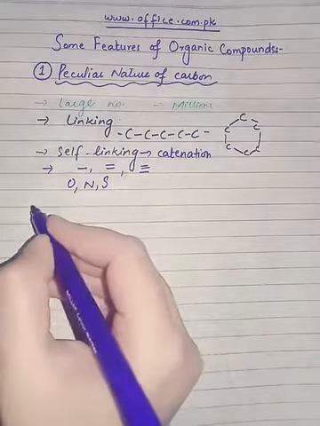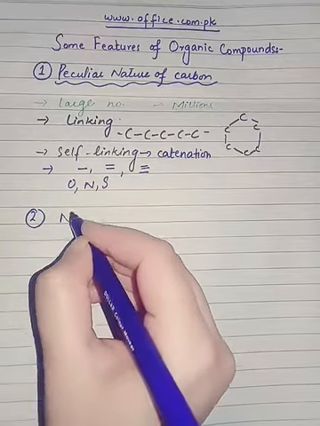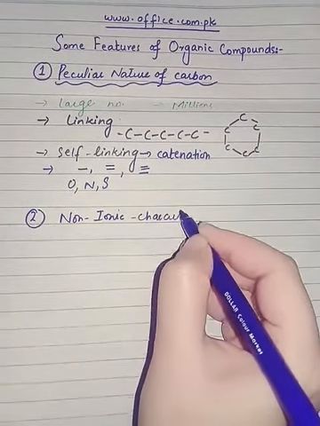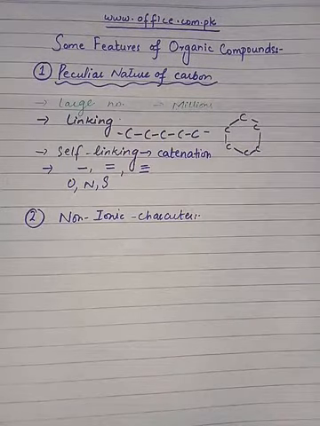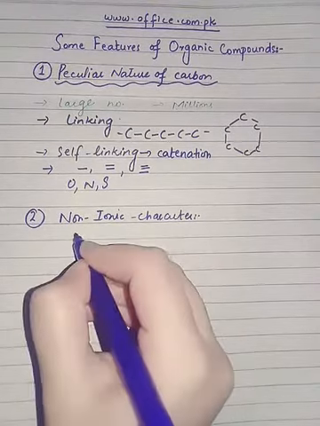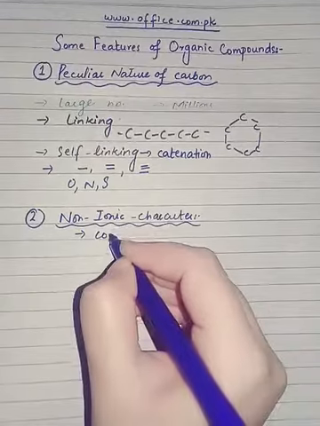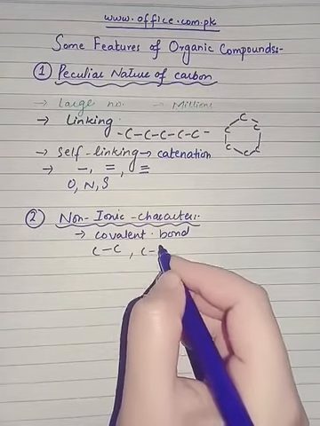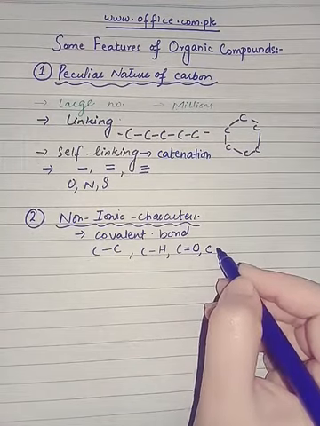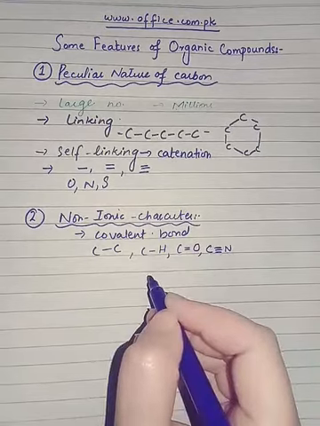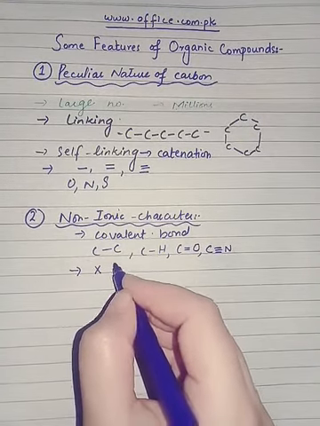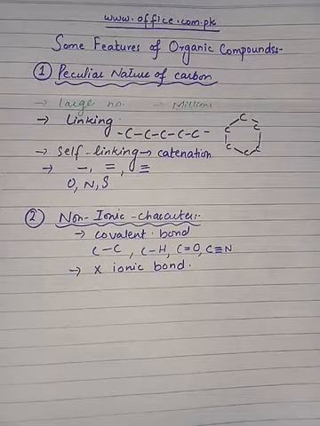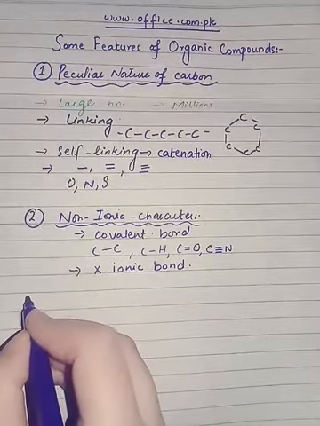Now, the second property is the non-ionic character of organic compounds. All the organic compounds that are currently present have only covalent bonds. Carbon forms covalent bonds with itself and with other atoms. There is no ionic bond. So these compounds are not involved in any of the ionic reactions.